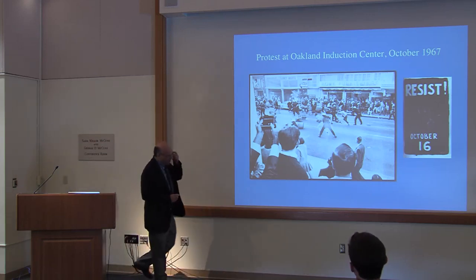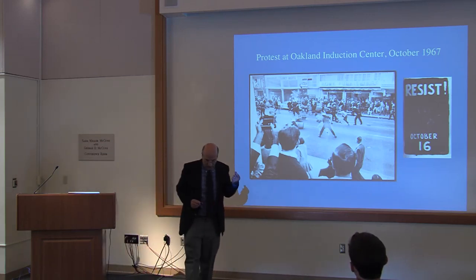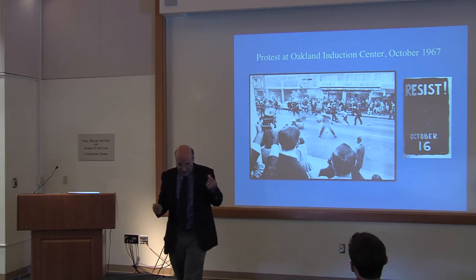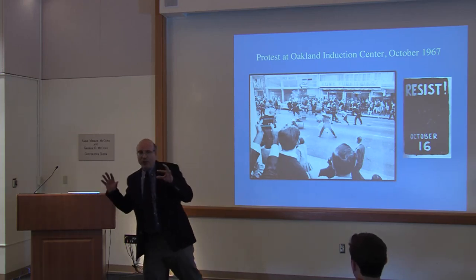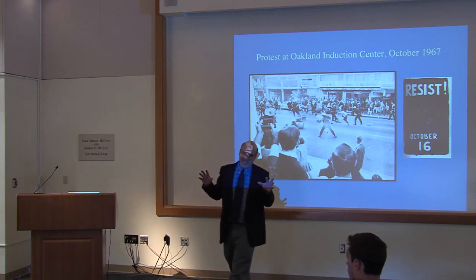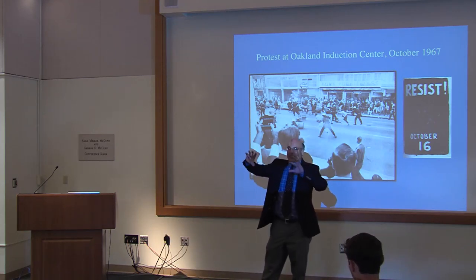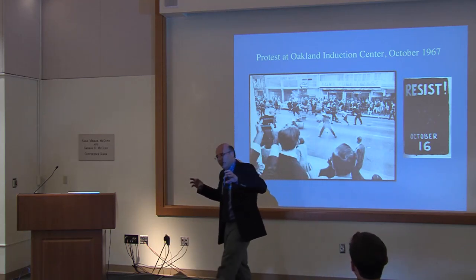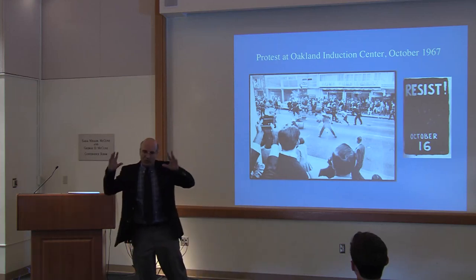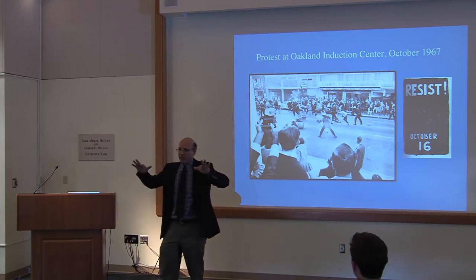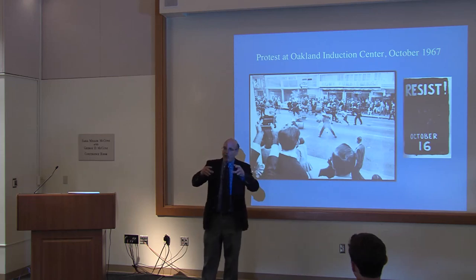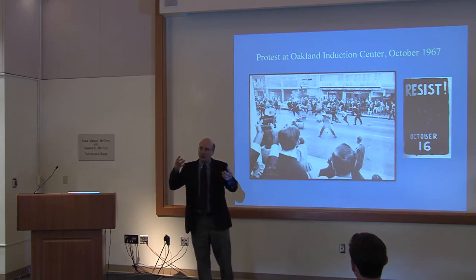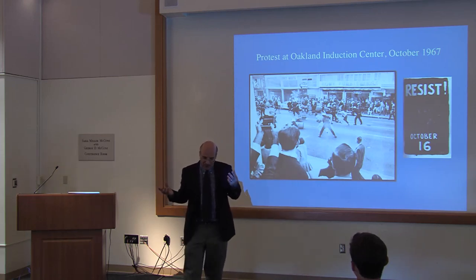So here we'll do our exercise. What I'm going to do is show you an excerpt from a documentary. This is the documentary Berkeley in the 60s, which came out in 1990. And it depicts this effort on the part of radical activists to physically obstruct the operations of the Oakland Induction Center. And when we're done watching it, I want to have a discussion or even a debate with all of you.